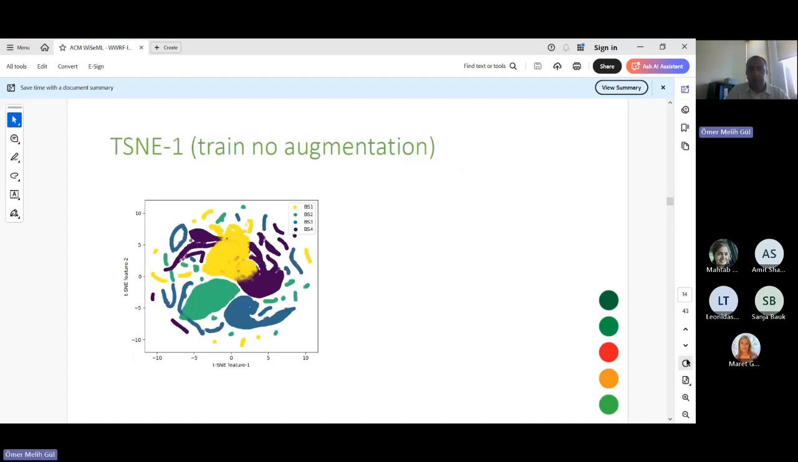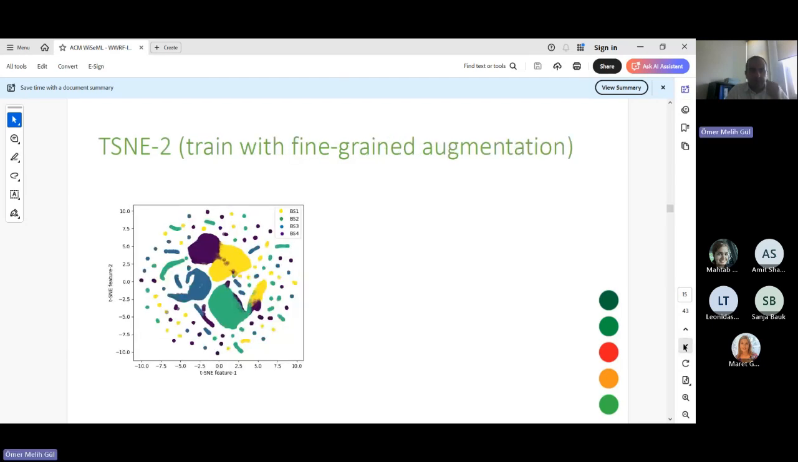Okay, that is the train data with no augmentation. And now we have the train data with fine grain augmentation. Here we make the fine grain augmentation. And still, even when you make the augmentation, some of the data is separated, but still this data merges too much with each other. So it is really difficult to understand.